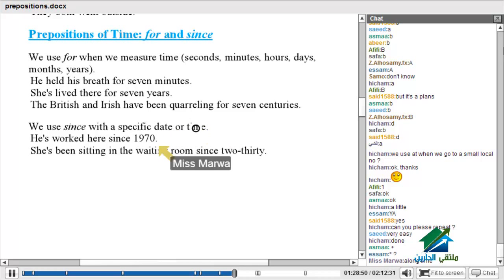Date or time, take care. He has worked here since 1970. Type, okay, 1970. This is a number. Some people say, well, this is a number, so why didn't we use for? No. Okay, it's a number.